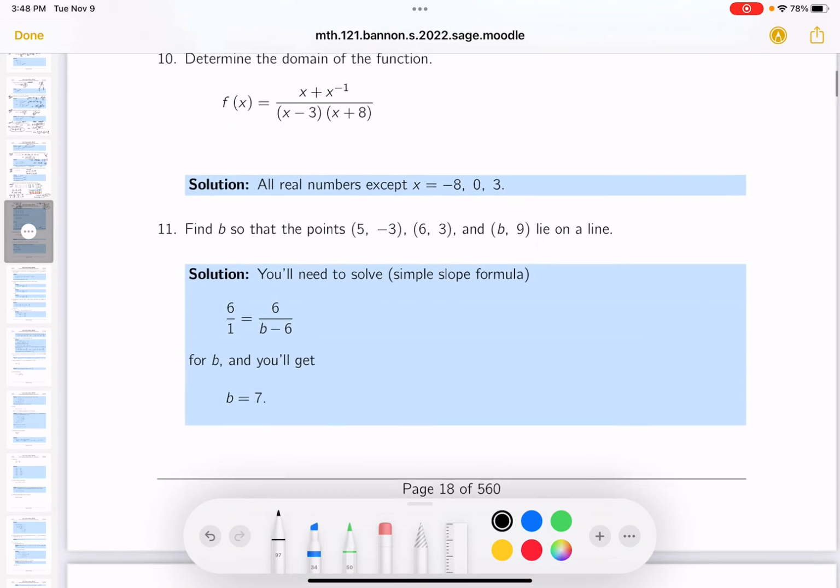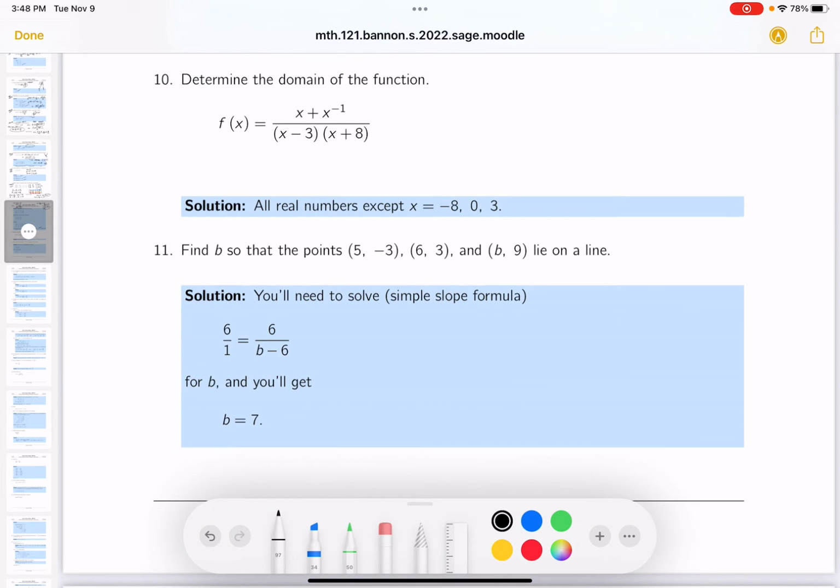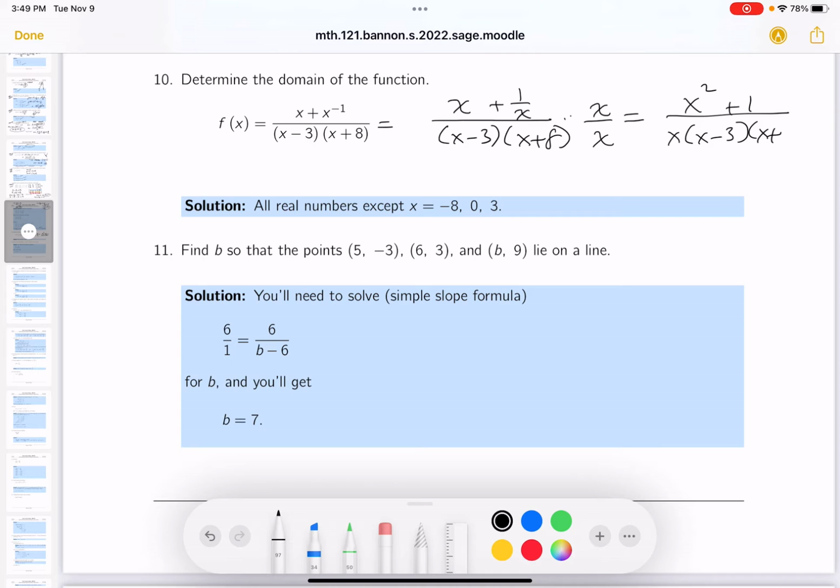All right, let's determine the domain of the function. A little tricky, isn't it? So let's write this one down for you. What do you get? Well, this is x plus 1 over x, and this is x minus 3, and x plus 8. If you want, you can simplify this further, but there's no need to. But I just want to point out some students will do that by multiplying the top and bottom by x. Or they get x squared plus 1, x minus 3, x plus 8.